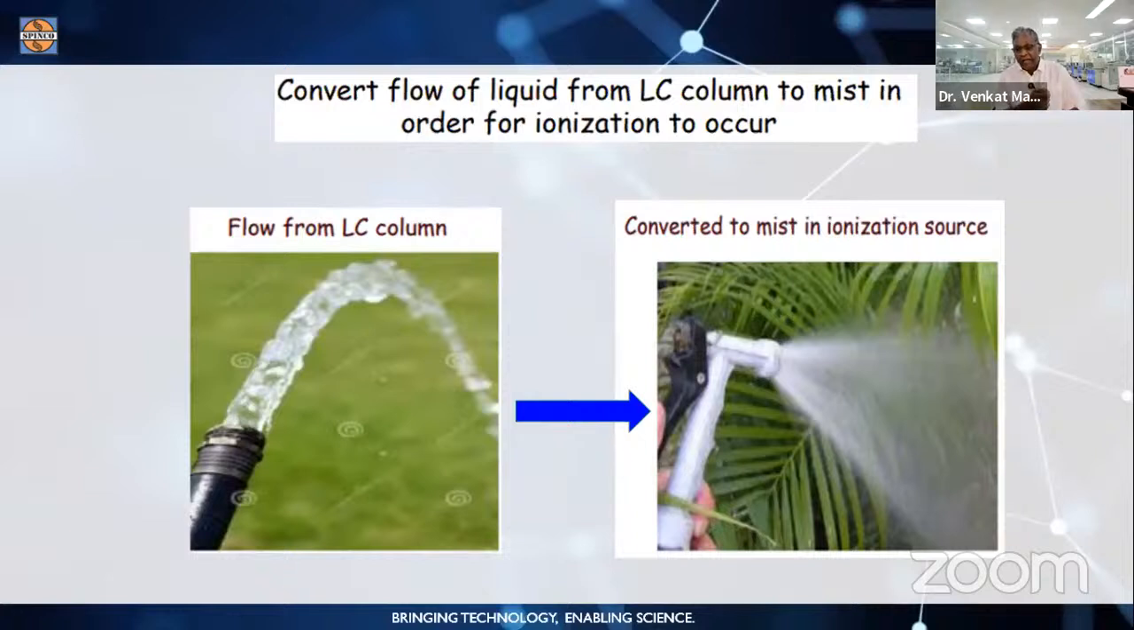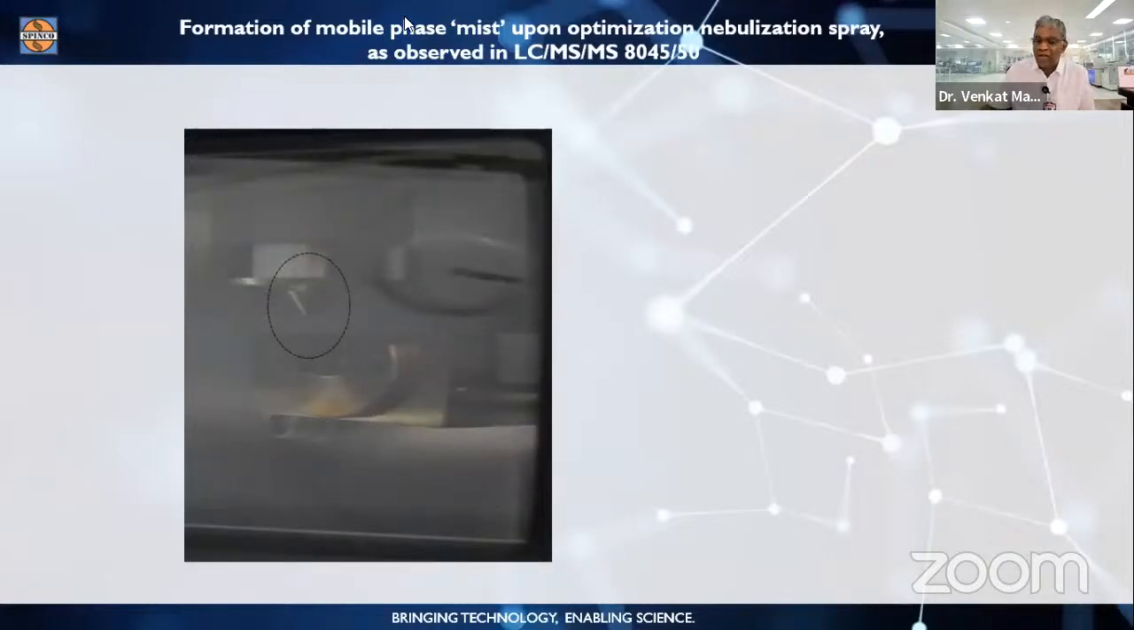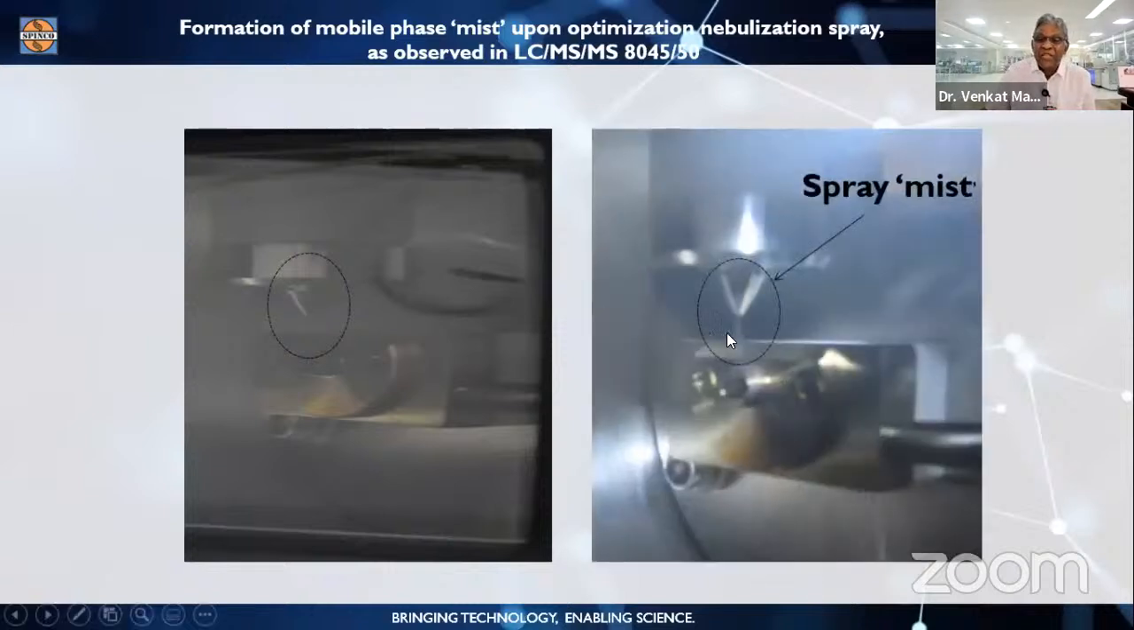When the liquid mobile phase is coming from the liquid chromatography, we use nitrogen gas at the rate of 10 to 15 liters flow rate. Thereby, it converts this into the form of a mist, a large number of small droplets. Can you show me? I will show you a picture. This is a mass spectrometer. This is the interface. This is where the liquid is coming, your mobile phase. Nothing is seen here. Now you see here, a spray mist is coming.